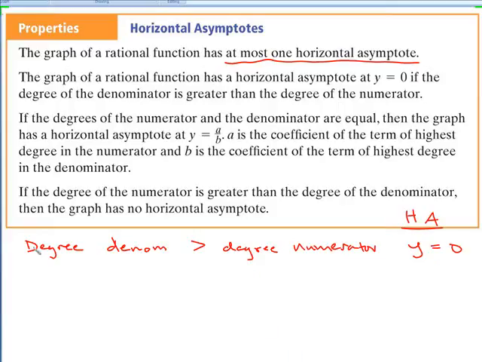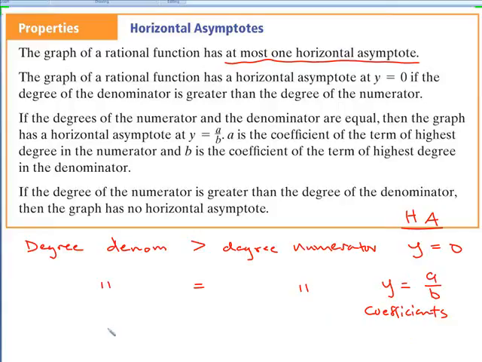Now if the degree of the denominator is equal to the degree of the numerator, your horizontal asymptote is going to be the line y is equal to a over b, where a and b are the coefficients of the highest exponents.